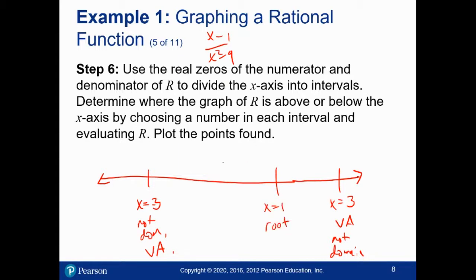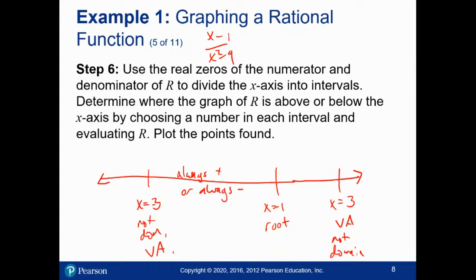So what does the function do in between such things? I found all of the vertical asymptotes and all of the roots. So the graph does not have any roots in between -3 and 1, but it exists because there are no other vertical asymptotes. So in between -3 and 1, it's either always positive or always negative.